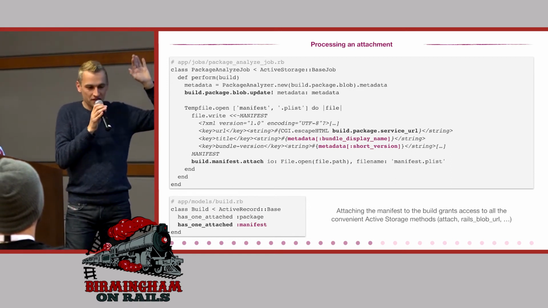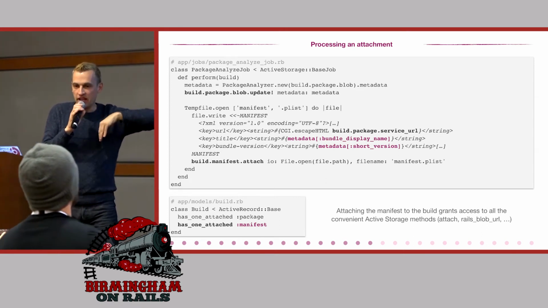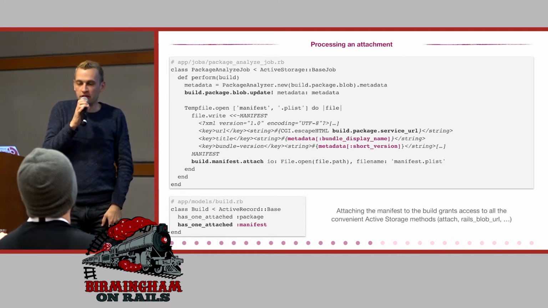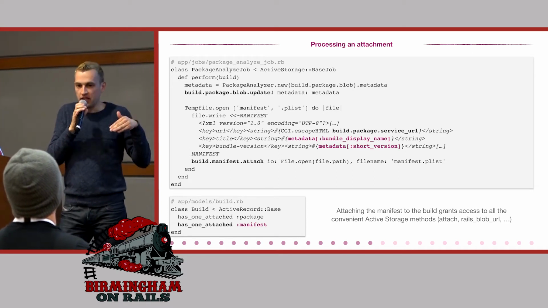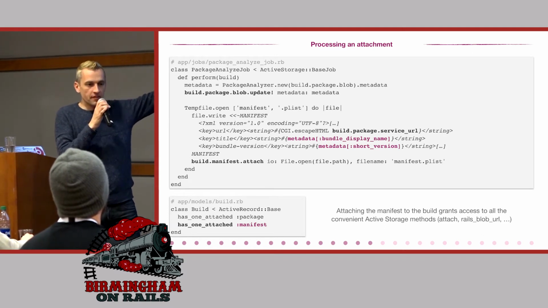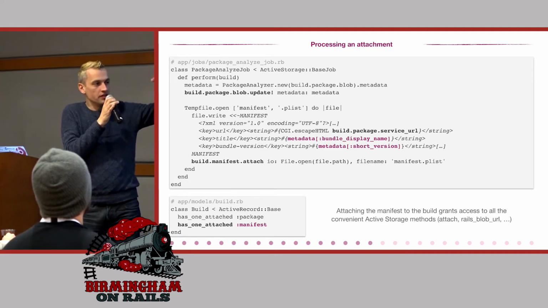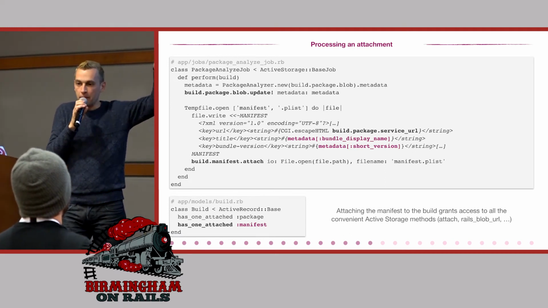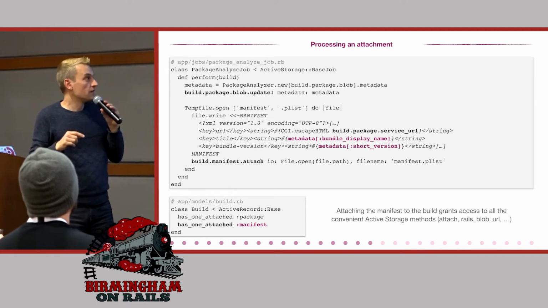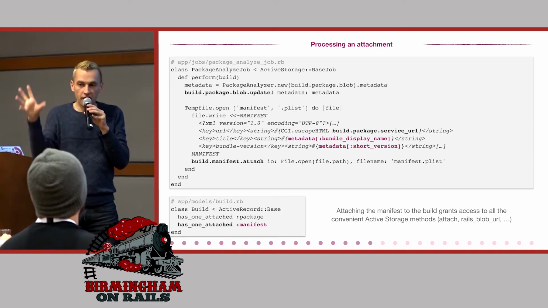And this is really what the second file looks like. The first two lines are the same, but then what we do is we create a new file. So we use Tempfile.open to create a new temporary file called manifest.plist. We write in this file with that XML code that Apple provides. It's just like a template, XML version 1.0. And then in this template, we interpolate the metadata that we have, and we also have to interpolate the URL of the package. And you do that with package.service_url.